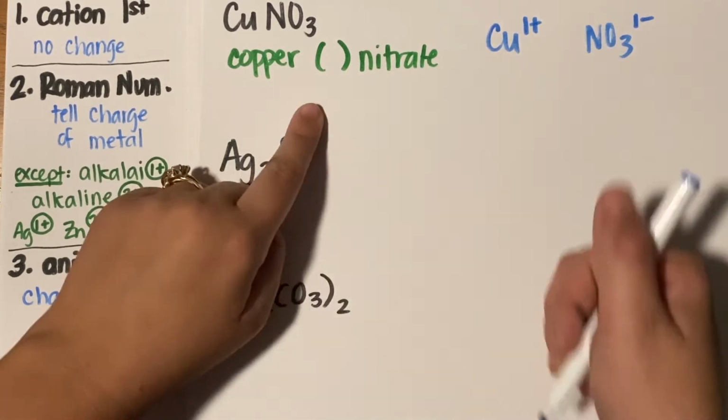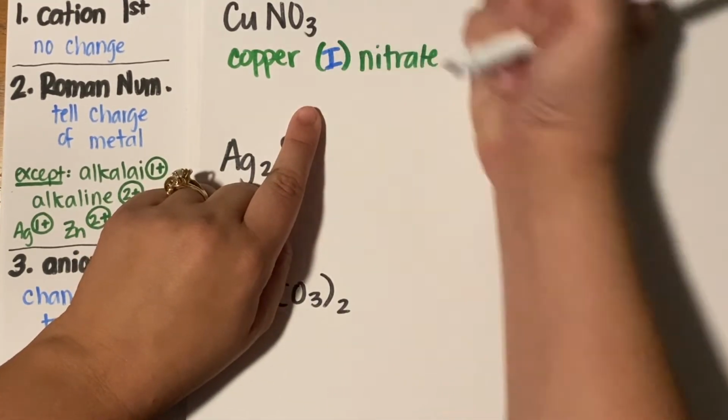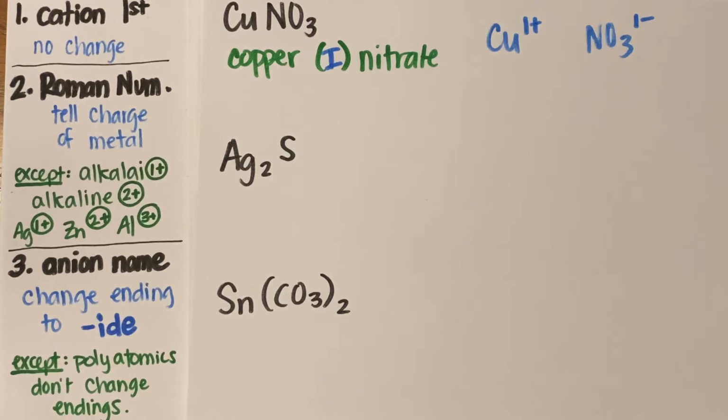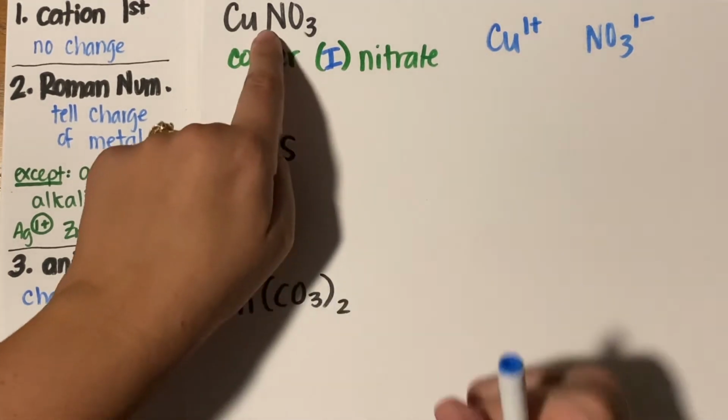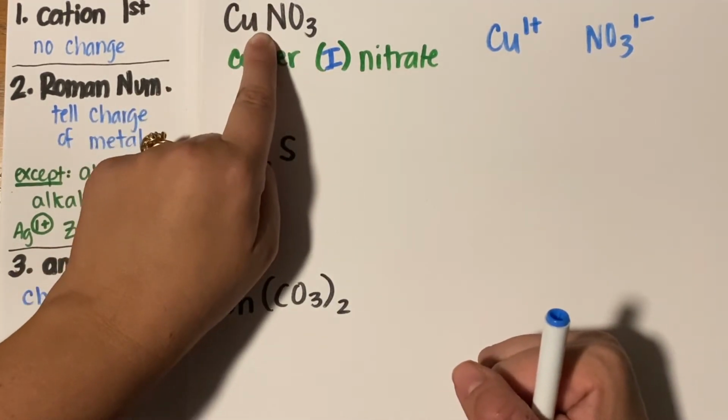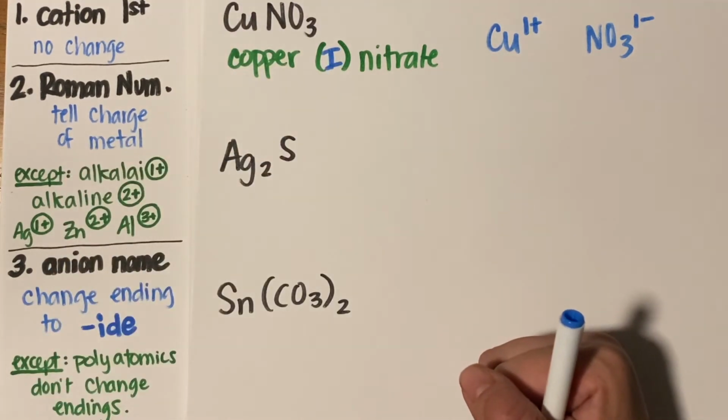It has a 1 plus. So copper, Roman numeral 1, nitrate, because that copper has a 1 plus charge. Not because there's only one of them, okay, but because it has a 1 plus charge.